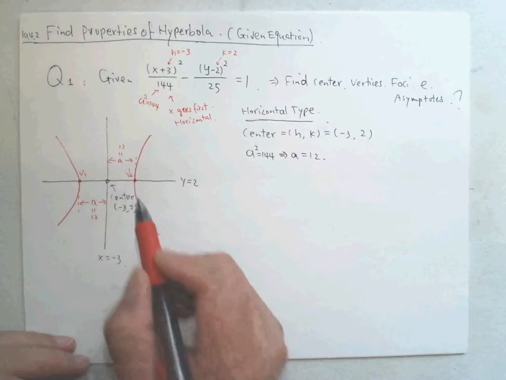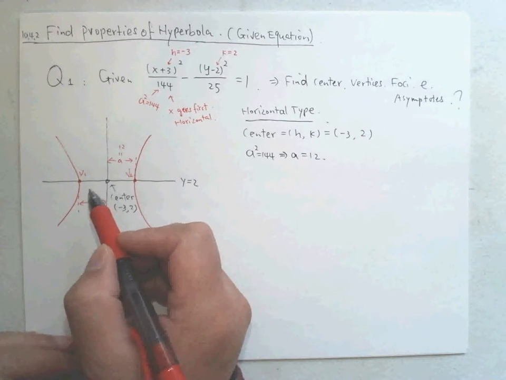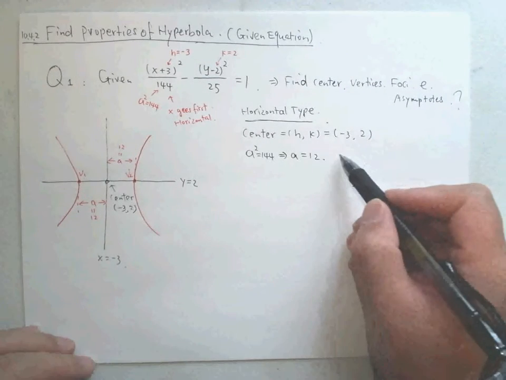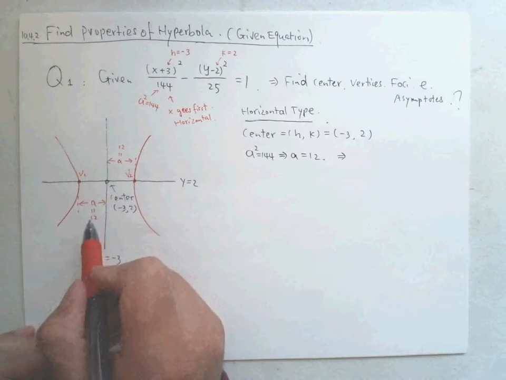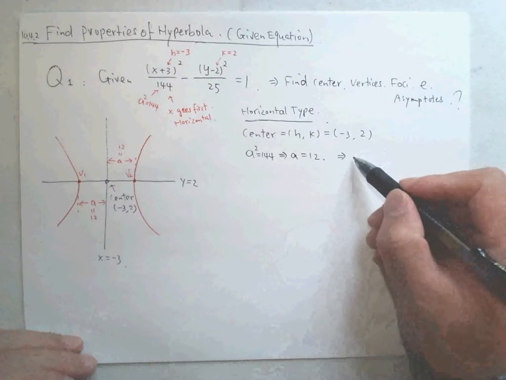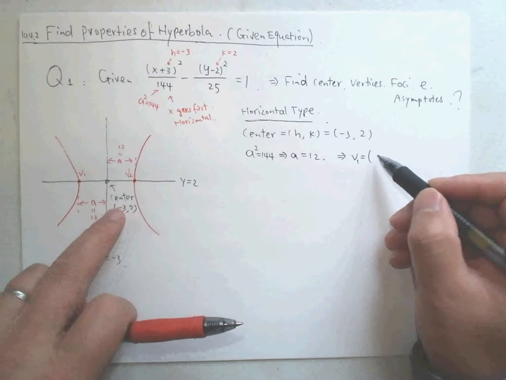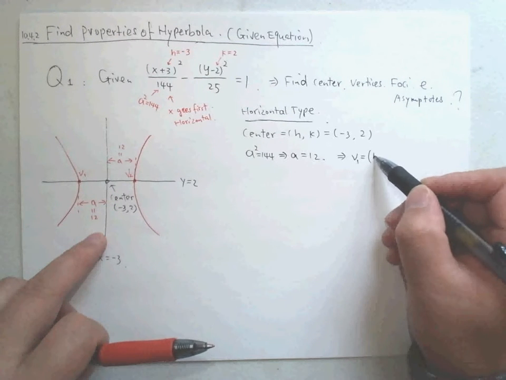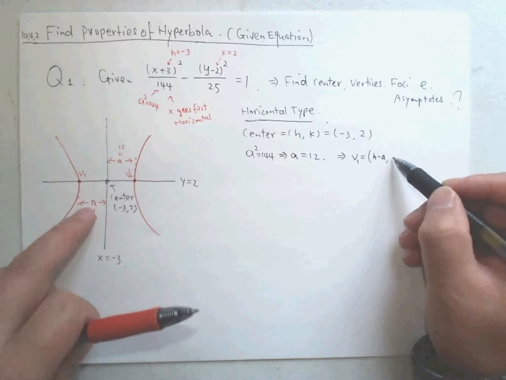In this way we can find V1 and V2. V1 shifts left 12. Going back to the formula, if this is (h, k), the new x coordinate is h minus a, and the y coordinate is the same as k.